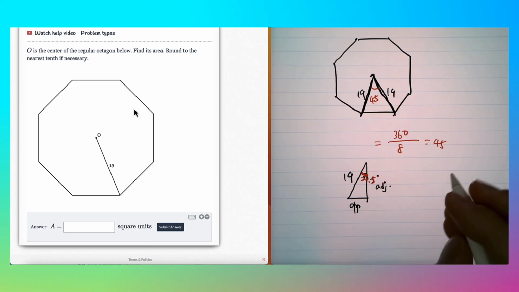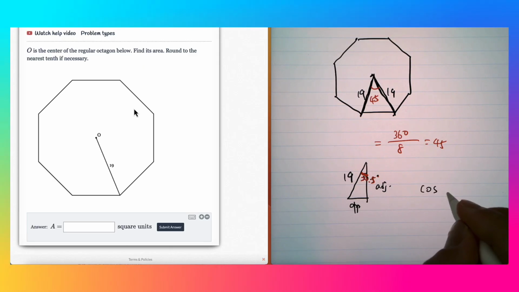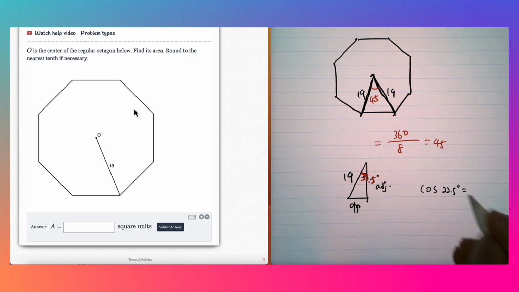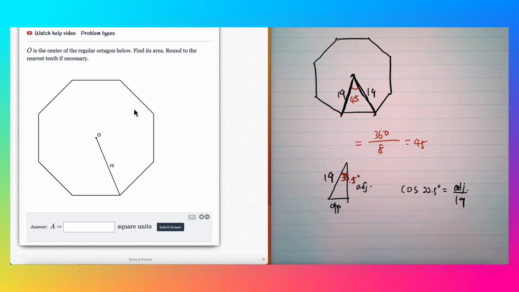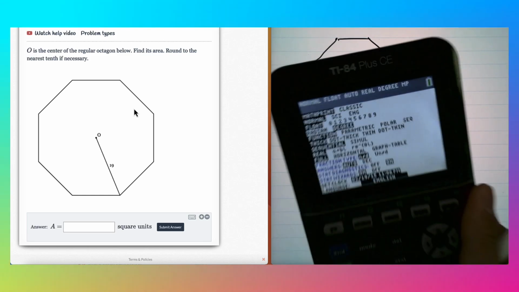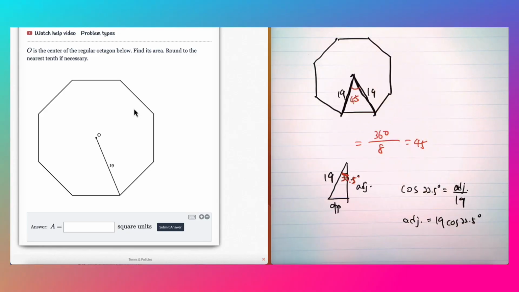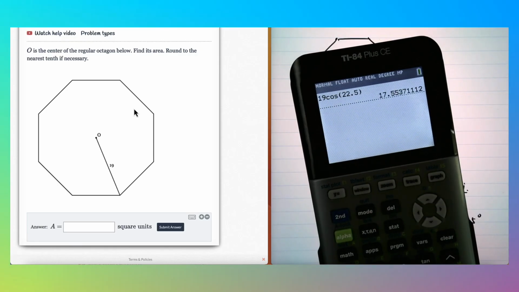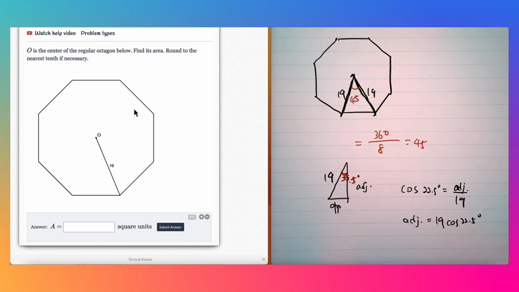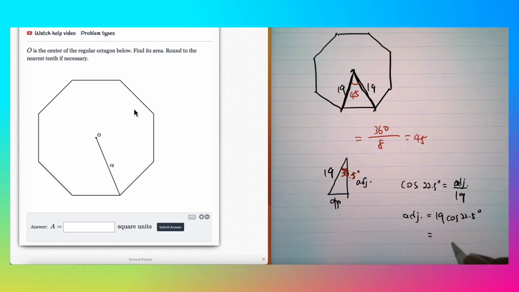To find the adjacent, we're gonna need to use cosine of 22.5 degrees is equal to adjacent over hypotenuse, being 19. So this adjacent will be 19 times cosine of 22.5 degrees. Make sure you're in degree mode. On your calculator, type in 19 cosine of 22.5 degrees, and that's gonna give you 17.5537. I'm gonna keep a lot of decimals just in case.